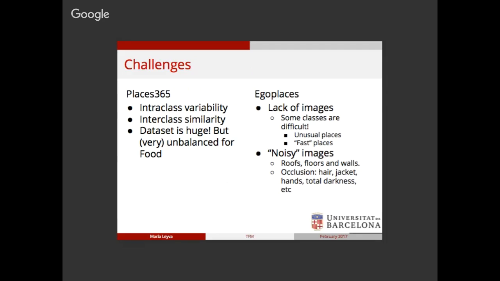And also I have the problem of noisy images. I notice this because I sometimes have trouble labeling: I see an image that is half covered with hair, which happened a lot to me, for instance, and I don't know where it is. I have to infer it from the images before and after. But I have also seen a lot of roofs and floors and walls, which is normal because with egocentric images you see what you get and that's it. And this is something that we have to take into account.